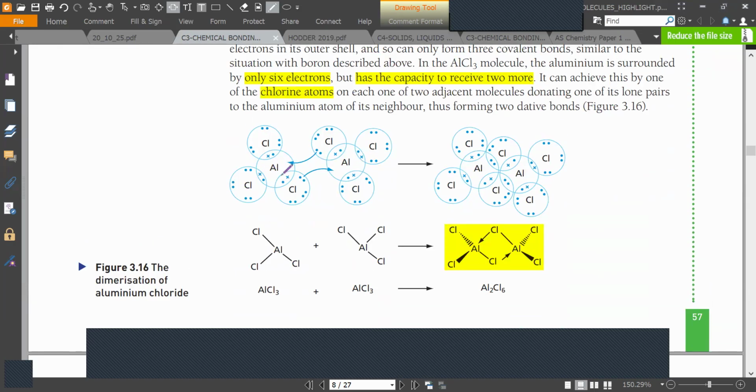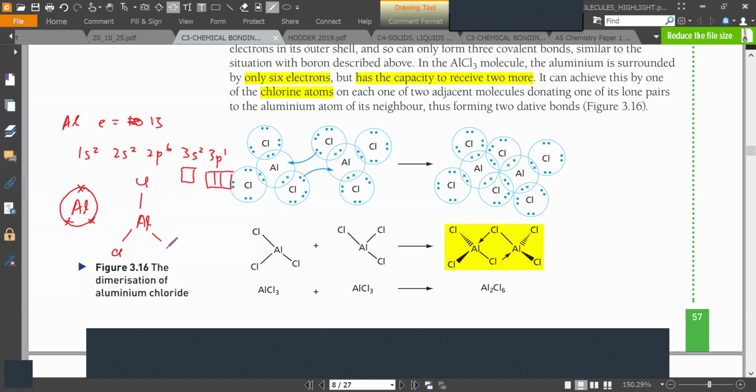Aluminum, if we look at the periodic table, has 13 electrons. So 1s2, 2s2, 2p6, and then 3s2, 3p1, 13 electrons. We focus on the outer shell, which is like this. So aluminum has 3 outer electrons, so it can form 3 bonds.